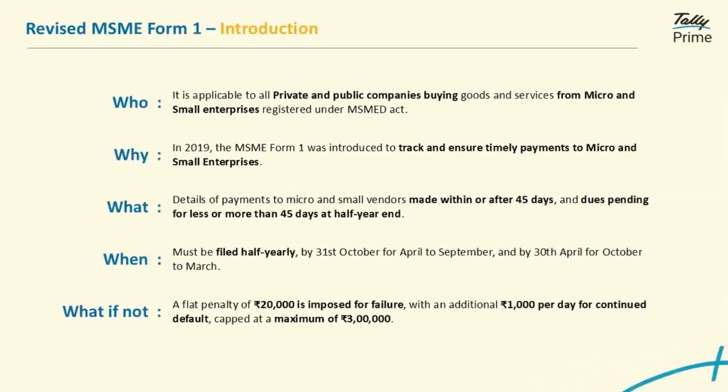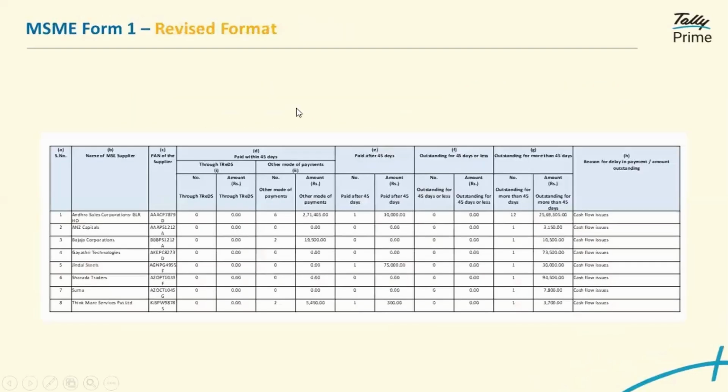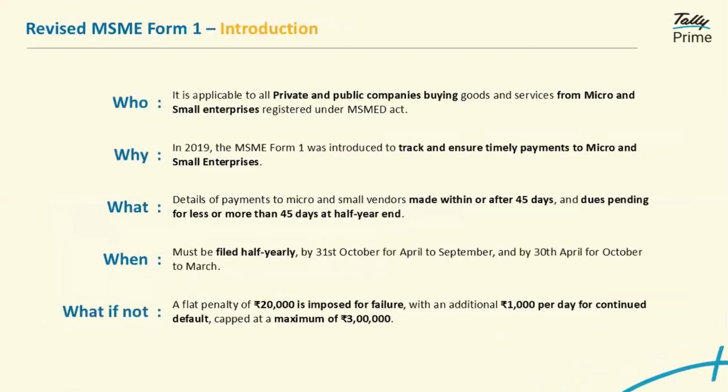Regarding the theoretical aspect, to whom is the MSME form applicable? It is applicable to all private and public companies buying any goods from small and medium sized enterprises which are registered under the MSMED Act. The objective of this form is to track and ensure timely payments to MSME enterprises. What compliance has to be done? You have to specify the details of all these vendors to whom payment is done within 45 days or after 45 days, and to whom payment is pending for less than 45 days or more than 45 days at the half year end.